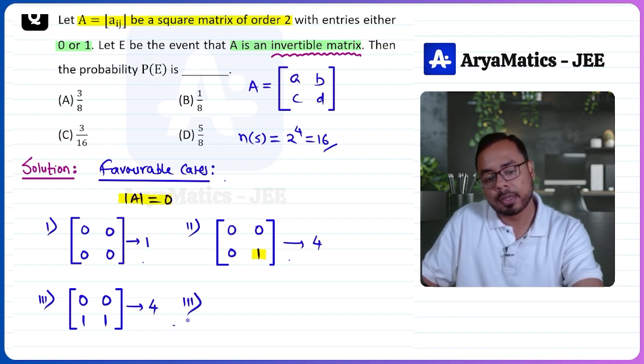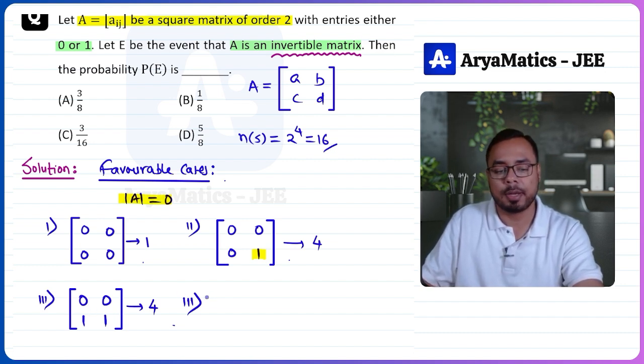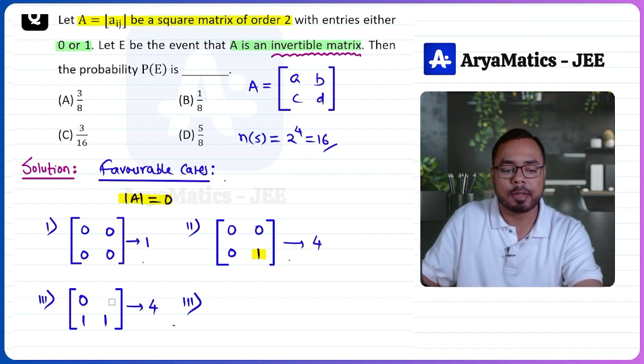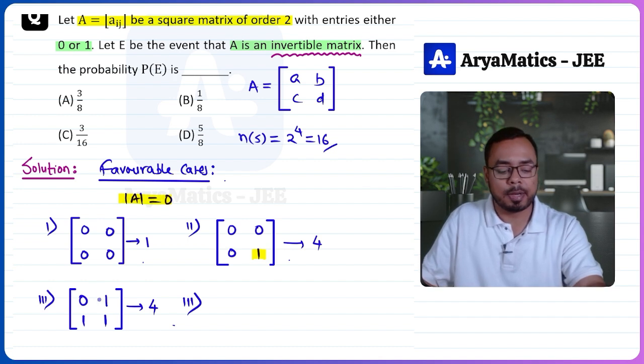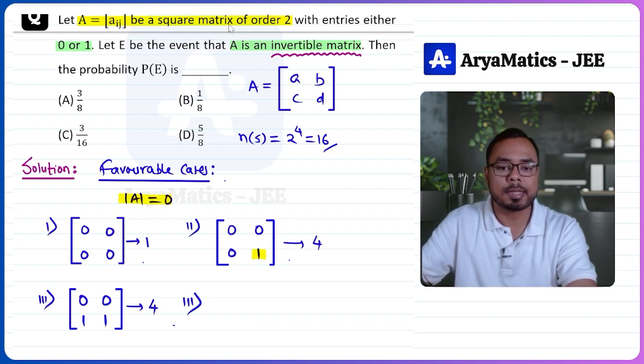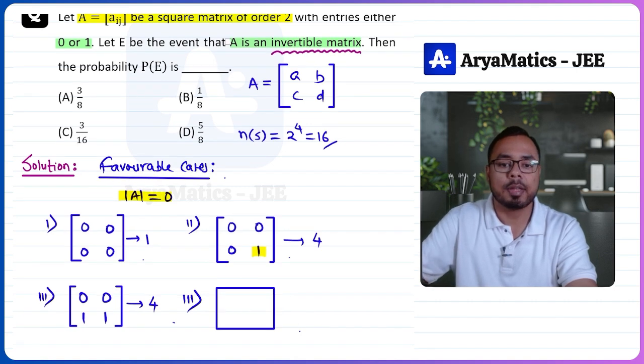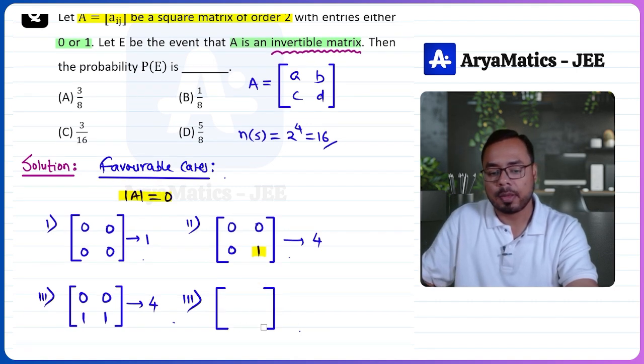Next possibility is if I use only 1 zero and 3 ones, then you cannot make the determinant 0, right? In the same example you can see that if I use only 1 zero and 3 ones, then the determinant will be non-zero. So in that case we'll not get any matrix. And the last case is that if we are using all ones and none of the elements are 0, then also you get a matrix with determinant 0. If all the 4 entries are 1, then also the determinant will be 0. So here we are getting one matrix.